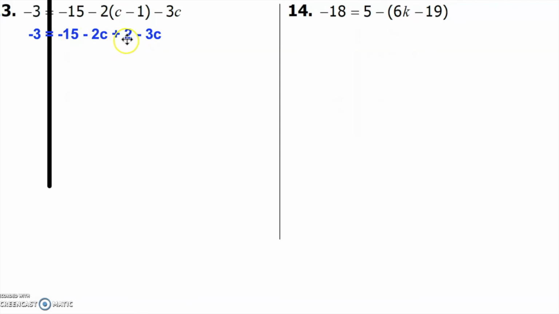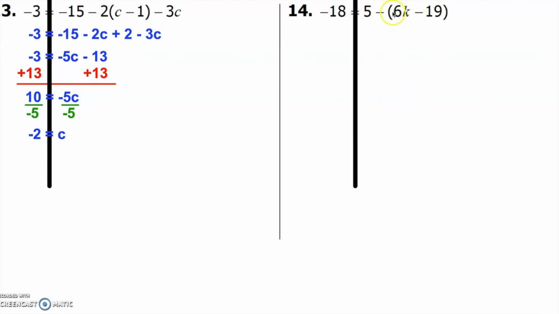I can now combine my constants with constants and variables with variables, and that leaves me with negative 3 equals negative 5c minus 13. Now add 13 to both sides, and then divide by negative 5 to leave me with c is equal to negative 2.